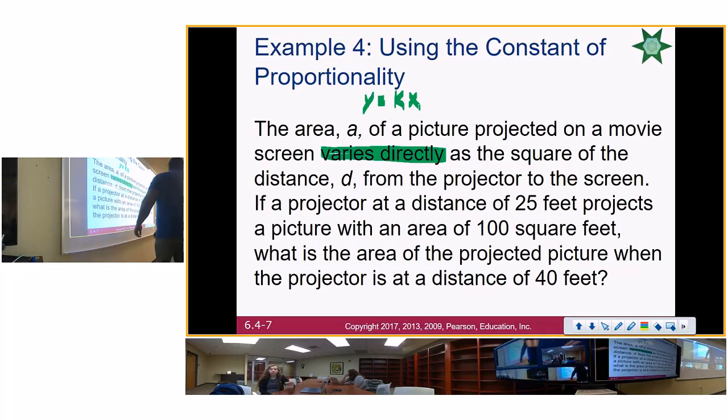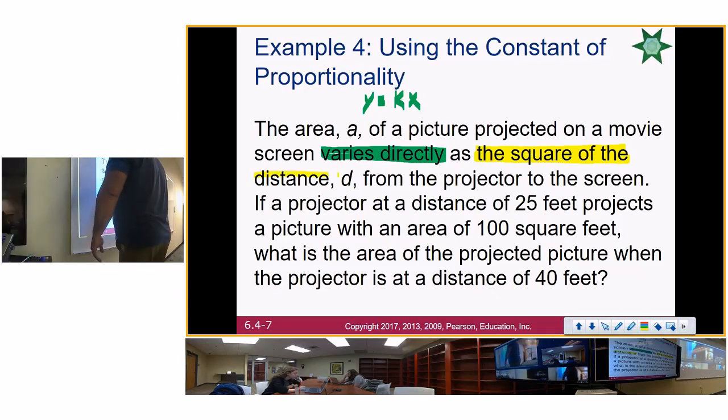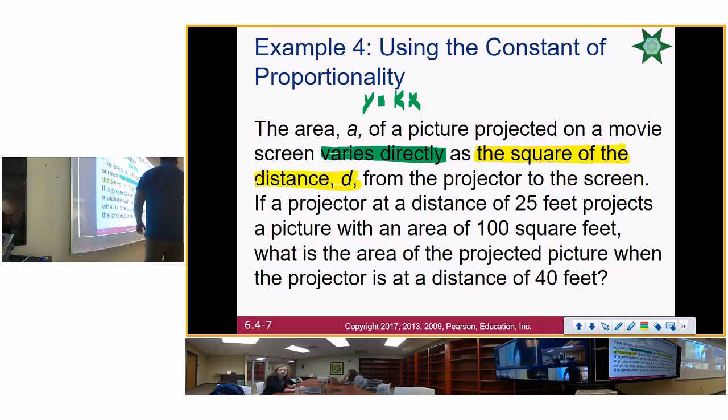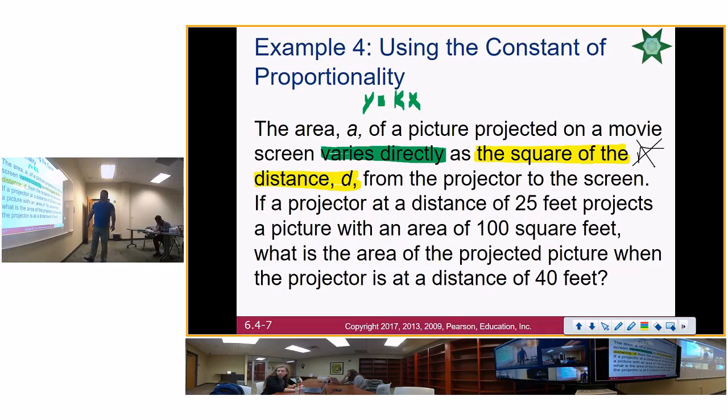Now, I want to take another highlighter, and I want you to highlight this. This is important. When I say the square of something, and this is in all of 6.4, when you see the square of the distance, I want you to write down a square root symbol and mark through it, because when we say take the square of something, it doesn't mean take the square root. It means to raise it to the second power. So put a little square like that.